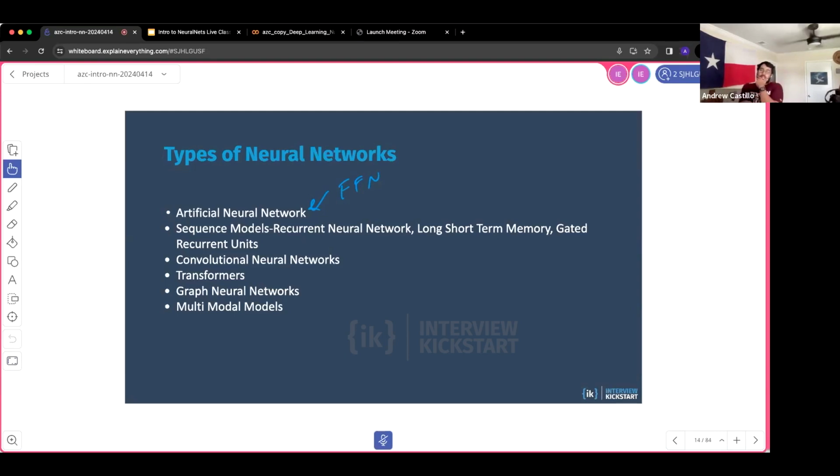All right, but going back here, the types of neural networks. We have the artificial neural network, which is going to be the feed-forward architecture, which we just talked about. Again, everything's connected, and it's all flowing forward.